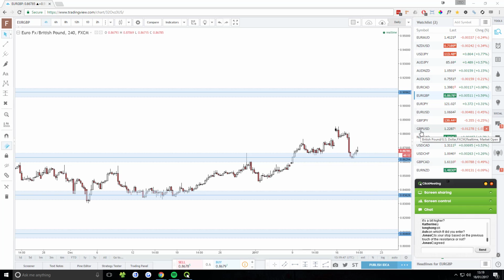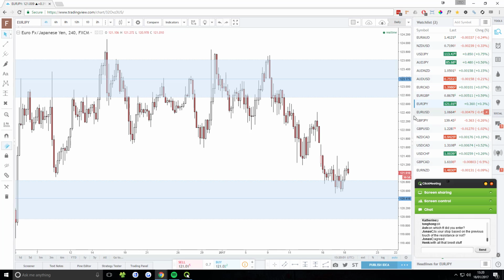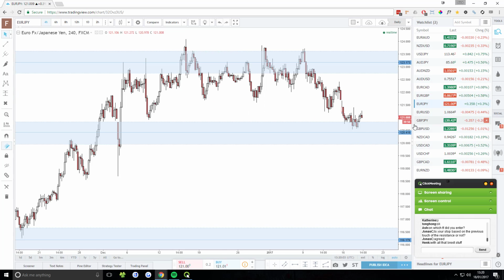I'm just finding it hard to trust GBP right now, taking trades on the pound. There's too much. Yeah, there are too many problems with the Brexit stuff. Yeah, it doesn't look like anyone's traded it. Fair enough.